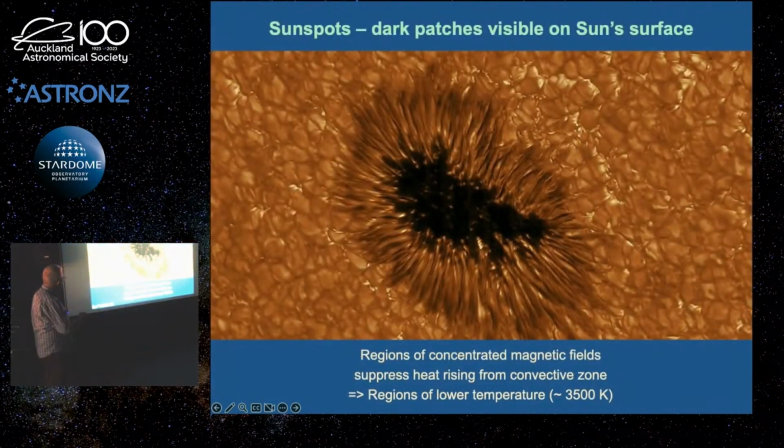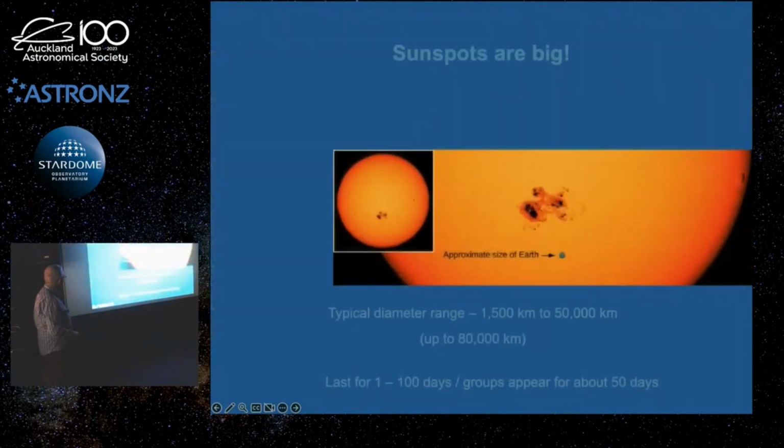The surface here is about 5,800 degrees, and here it's still extremely hot, about 3,500 degrees, but it's just cooler in comparison, so it appears to be dark. And that's what sunspots are. They're regions of concentrated magnetic fields that come up because of the tension, rising through the convective zone and arching over the photosphere.